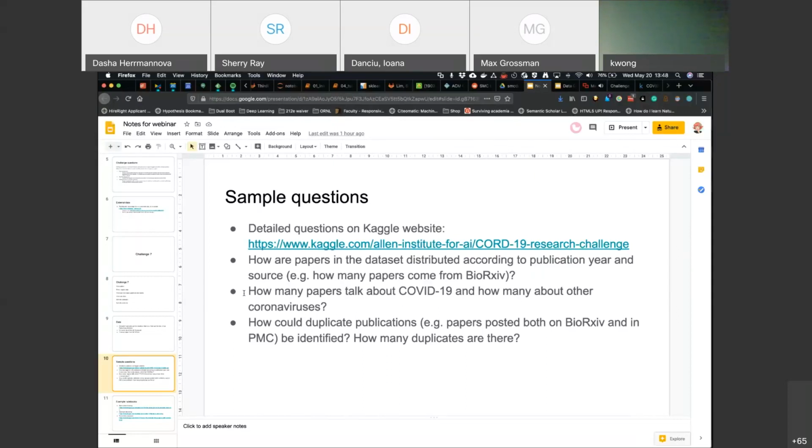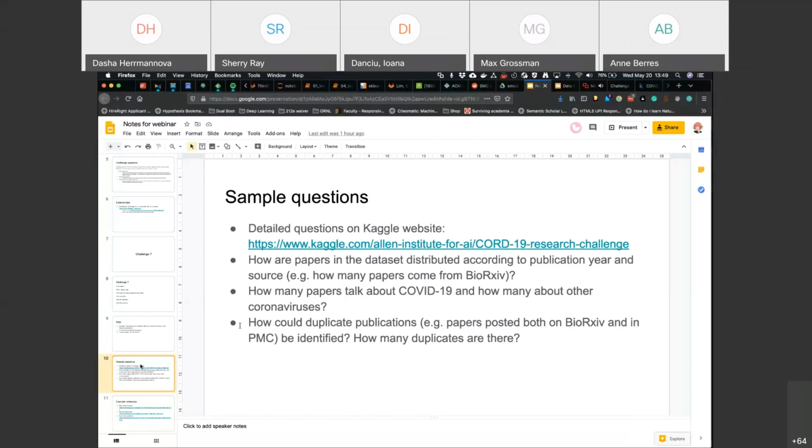Something else you could look at, very simply, is of all the publications, how many of them even talk about COVID-19 and how many of them talk about other coronaviruses? And I believe in the data set, abstracts are provided. So something simple you could start with is just looking at how many times the COVID-19 keyword appears in any of these titles or abstracts. Another thing that we've noticed is that there are sometimes duplicate publications. So there would be papers that the authors have posted, for example, both on BioArchive and in PubMed Central. And so what are some good ways to identify these so that they are removed when we are looking at the answer?